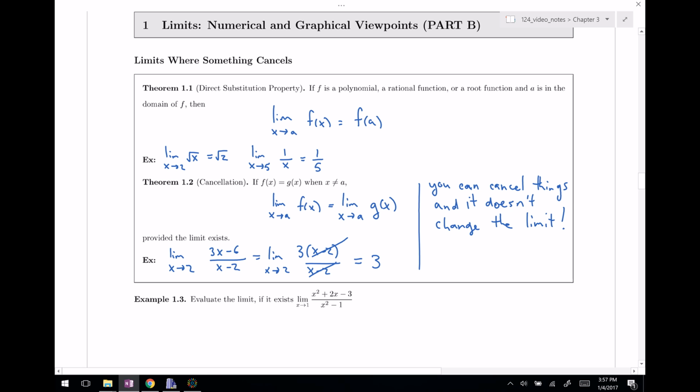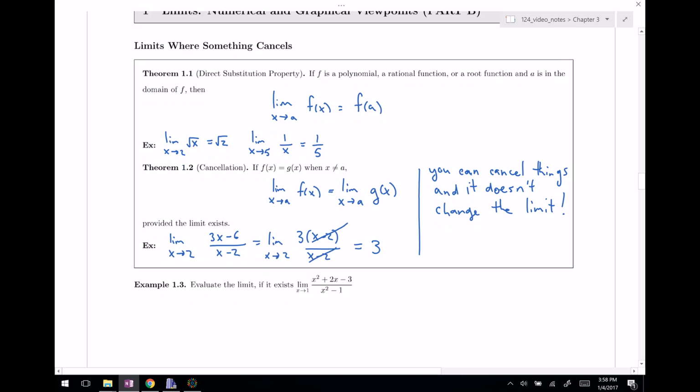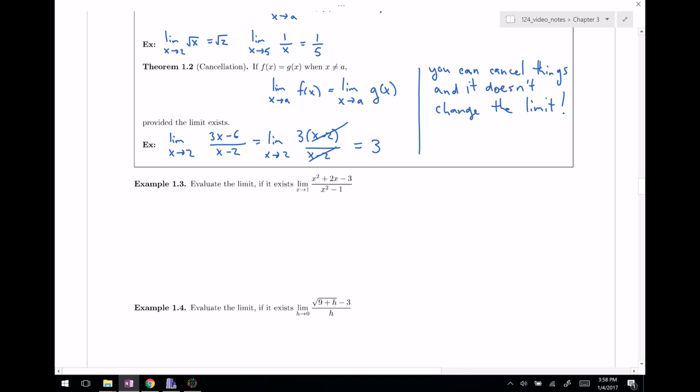So this is how you can use this cancellation property, along with this direct substitution property, in order to evaluate a lot of limits. Okay, so let's go ahead and try this out. Evaluate the limit if it exists.